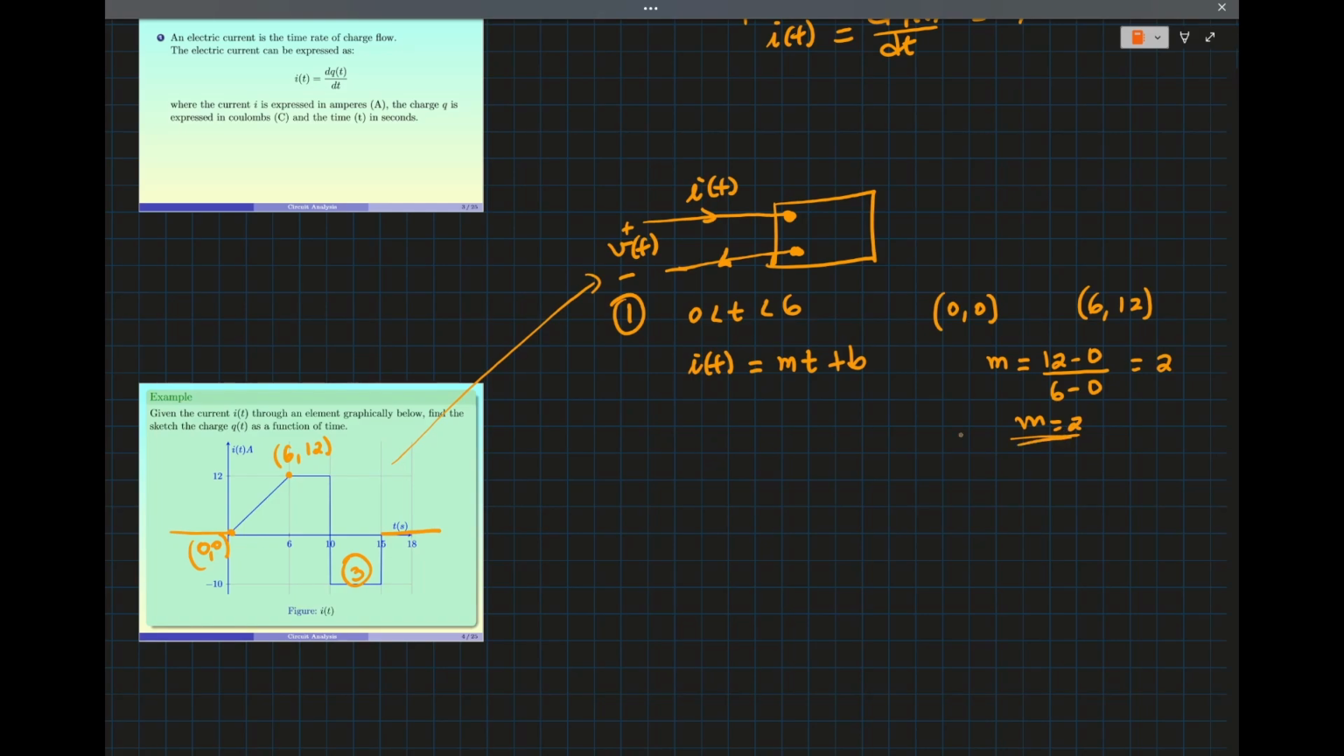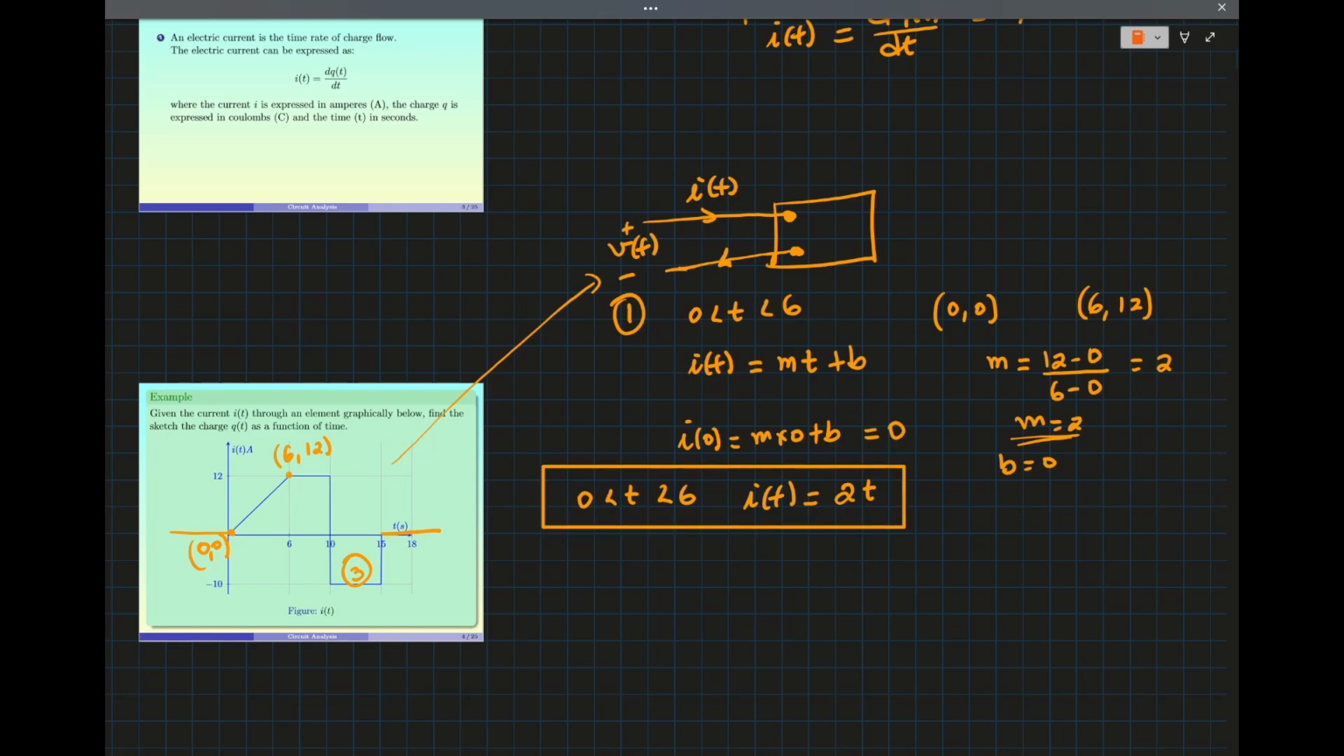Now let's find b. We could take one of these points and plug it into this equation. At t equal to 0, I of 0 will be m times 0 plus b, and we know that is equal to 0 because at t equal to 0 there is no current. That means b is equal to 0. So for 0 less than t less than 6, I of t is equal to 2t. We have our first section equation.